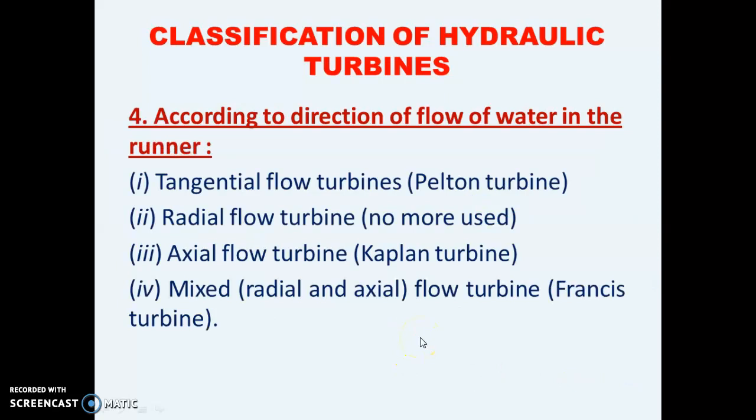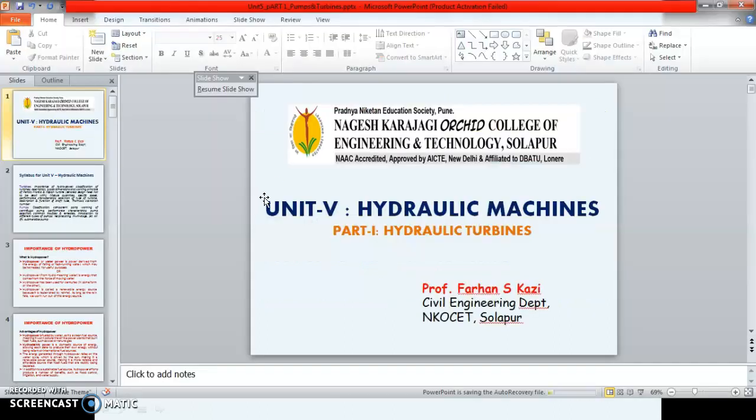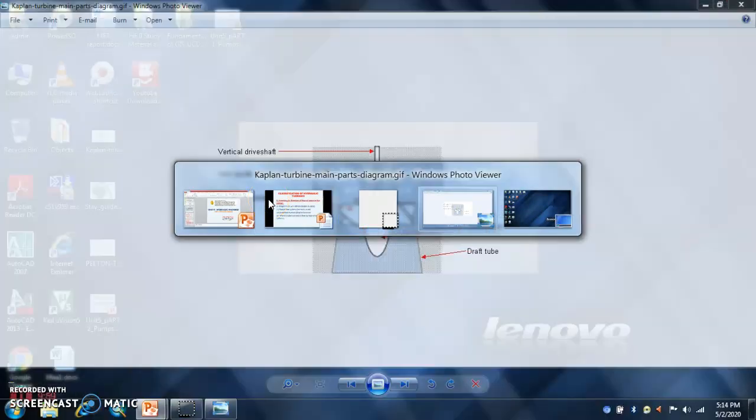Now the fourth classification is according to direction of flow of water in the runner. In this there are four types: tangential flow turbine, radial flow turbine, axial flow turbine, and mixed flow turbine. Now tangential flow turbines: Pelton turbine is a tangential flow turbine. We'll see the diagram.